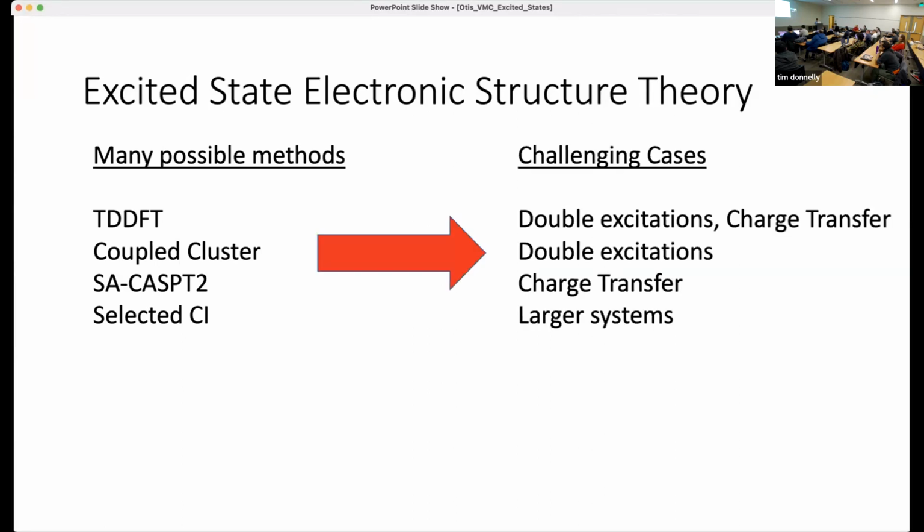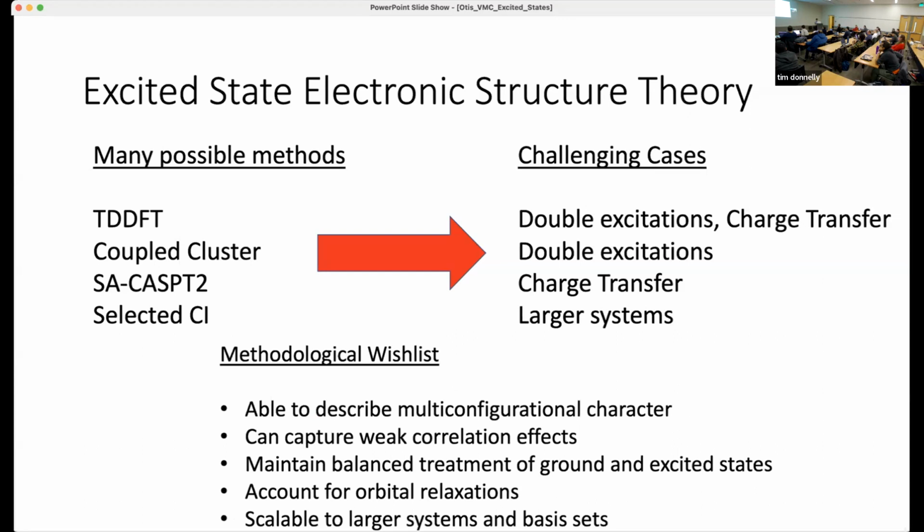But a lot of these methods have corresponding challenging categories when it comes to excited states. It's known TD-DFT can have trouble with doubly excited states or charge transfer. I'll be showing results later of examples of large excitation energy errors with coupled cluster theory for doubly excited states. In cases like charge transfer, having a state-averaged formulation like you have in CASPT2 can limit you, because the appropriate orbital shape should be relaxed for the excited state with the movement of charge. And then there are still issues with scalability for things like selected CI.